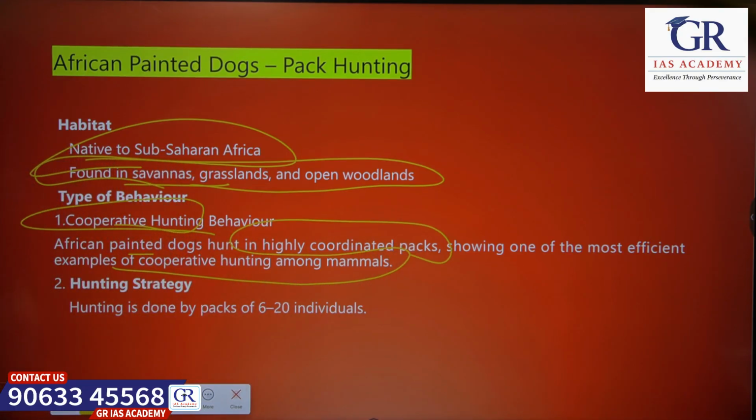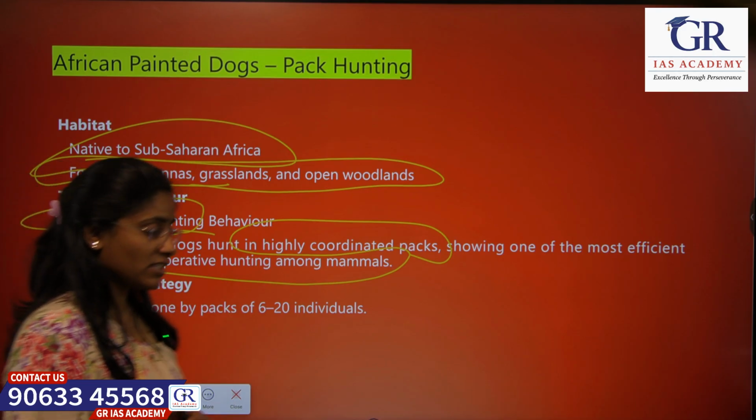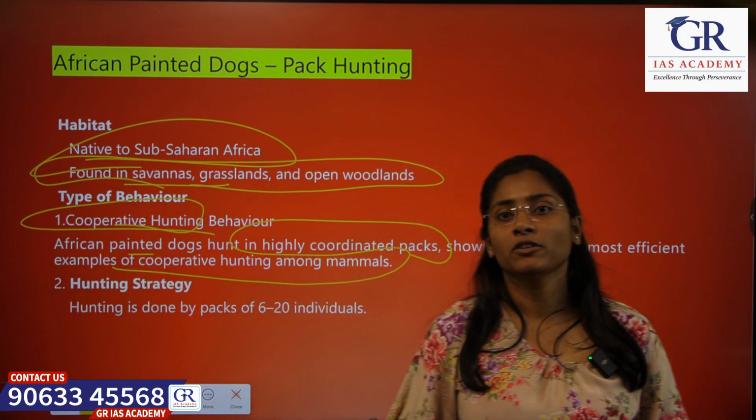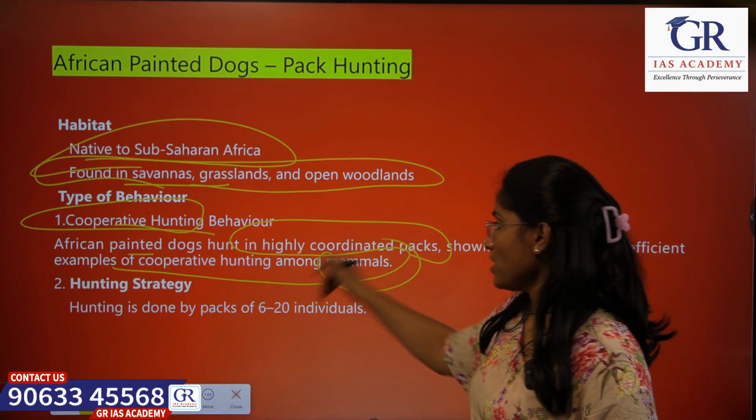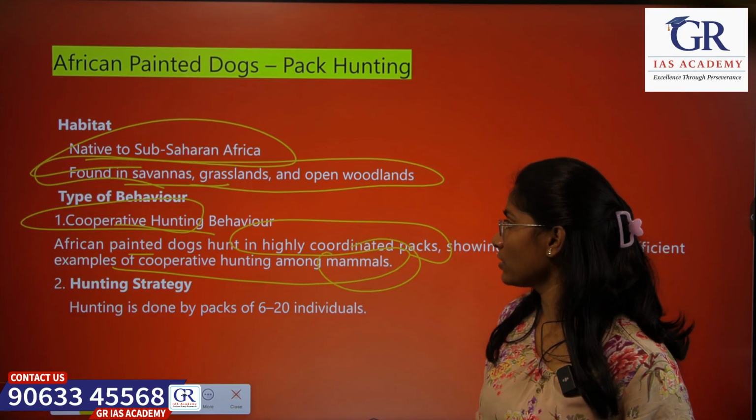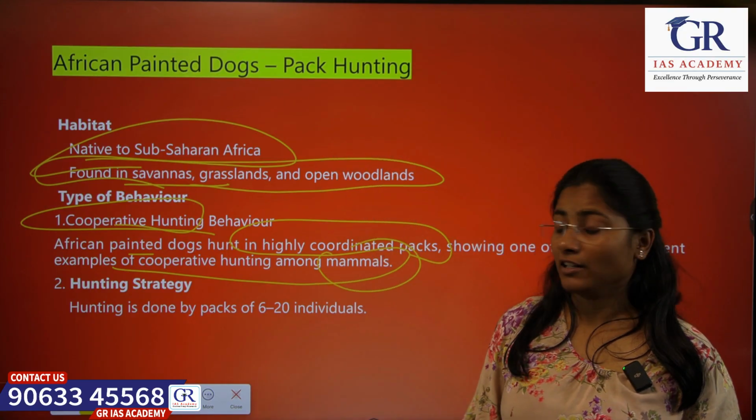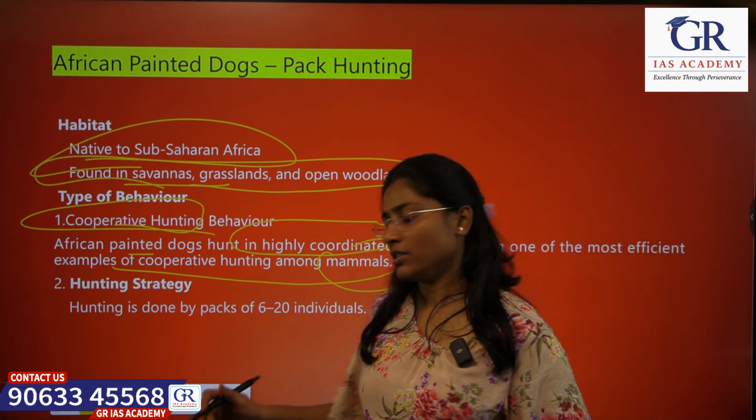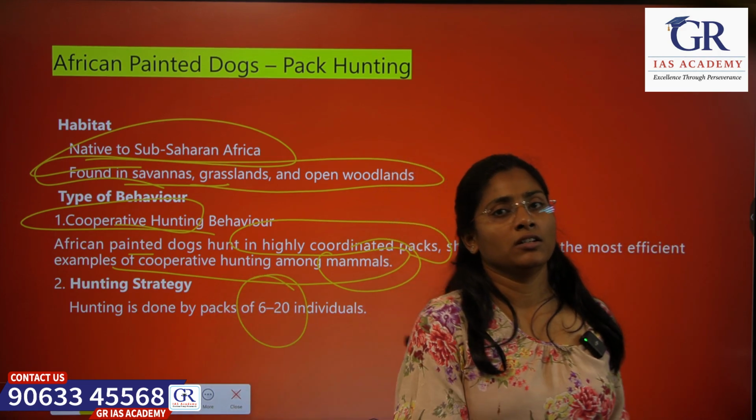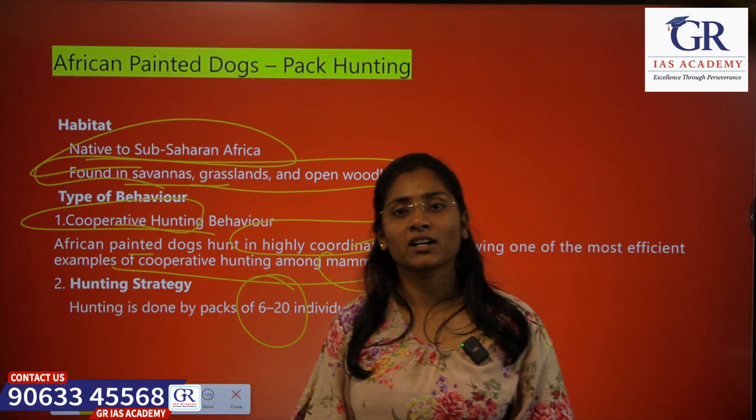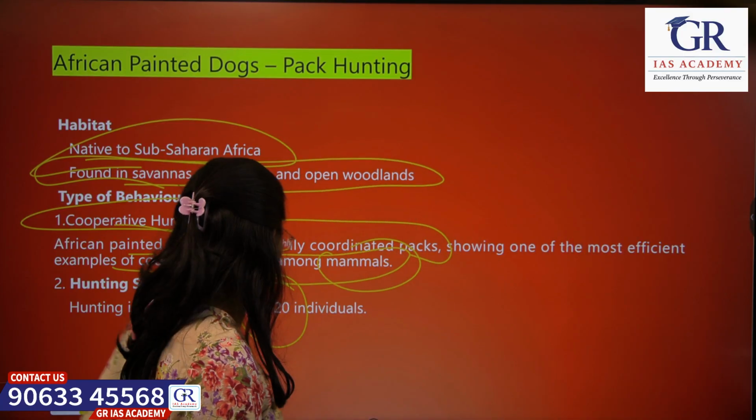And they will stand as an example for cooperative hunting among mammals. And what strategy do they use? They use pack hunting. And how many individuals? 6 to 20 dogs form a pack and then they hunt together. Okay?